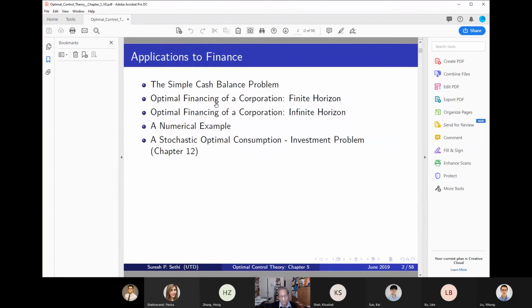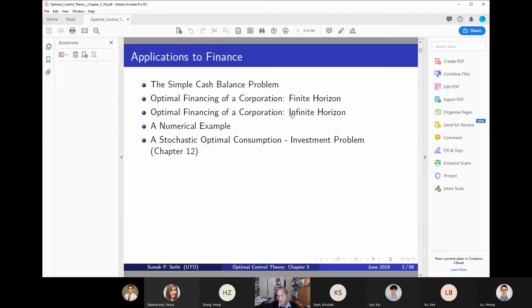That will come when we do optimal financing or corporation, finite horizon, then we'll do infinite horizon. Then there's a numerical example. And then this problem that we do here will become more sophisticated when we do chapter 12, when we do a consumption investment problem and we have a stochastic control. So this is no longer the state of the art.